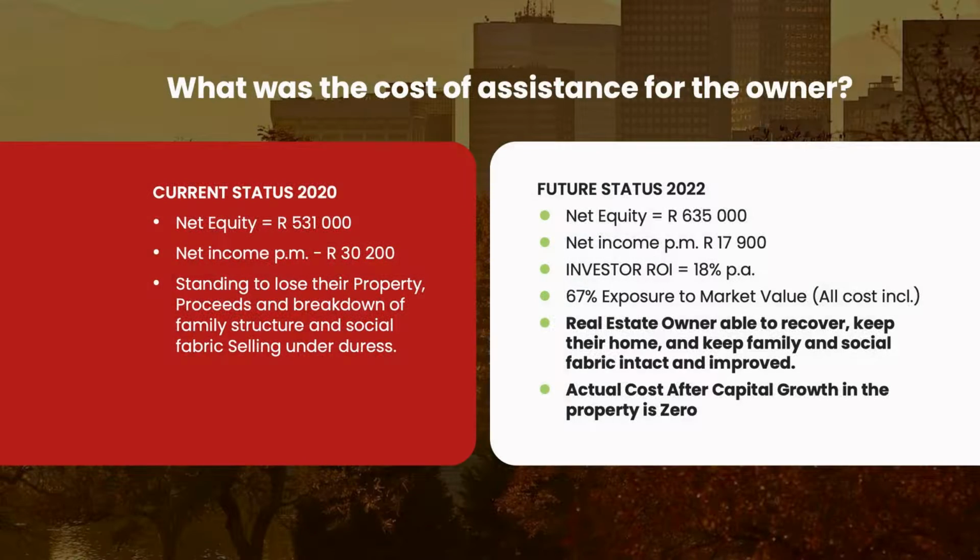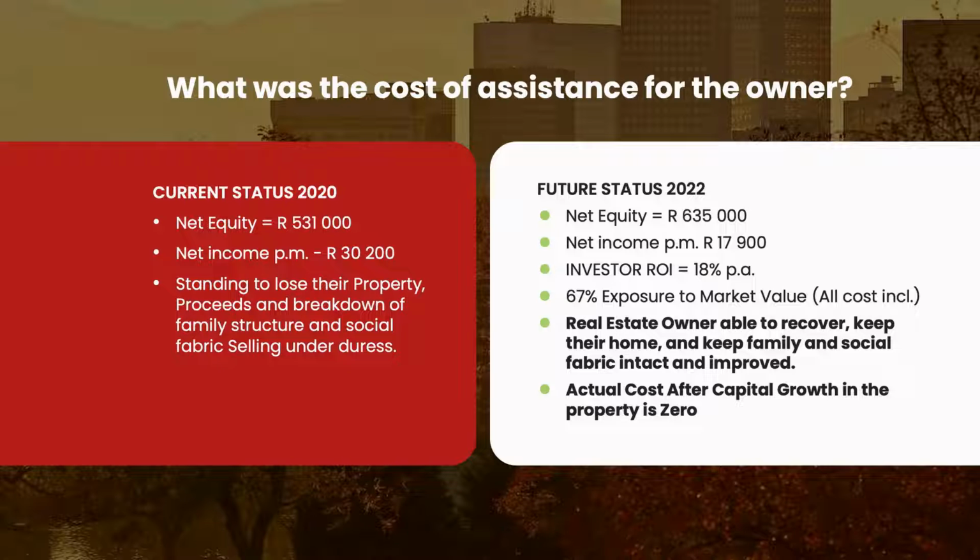So, how much did the assistance cost this homeowner? When the distressed homeowners approached Assist Group, their total net equity would have been just over 530,000 rand, resulting in them losing 30,200 rand per month. Selling under duress threatened to lead to the loss of their property and the proceeds thereof, as well as the complete breakdown of their family's social fabric. Fortunately, we had a solution for them, and their net equity grew to more than 630,000 rand and their net income to over 17,000 rand.